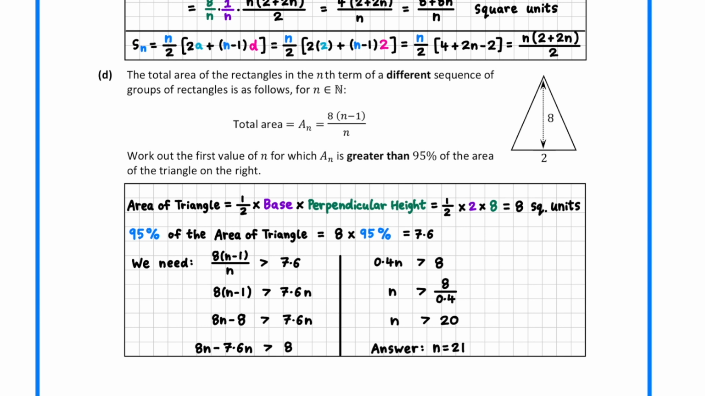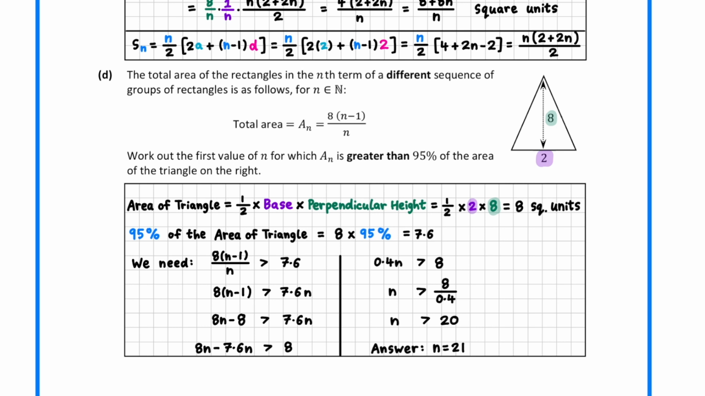In part D, we're given an expression for an and asked to find the first value of n for which an is greater than 95% of the area of our triangle. The area of a triangle is equal to a half times the base times the perpendicular height. For our triangle, this comes out as a half times 2 times 8, which is 8. To find 95% of the area, we multiply 8 by 95%, which gives us 7.6.